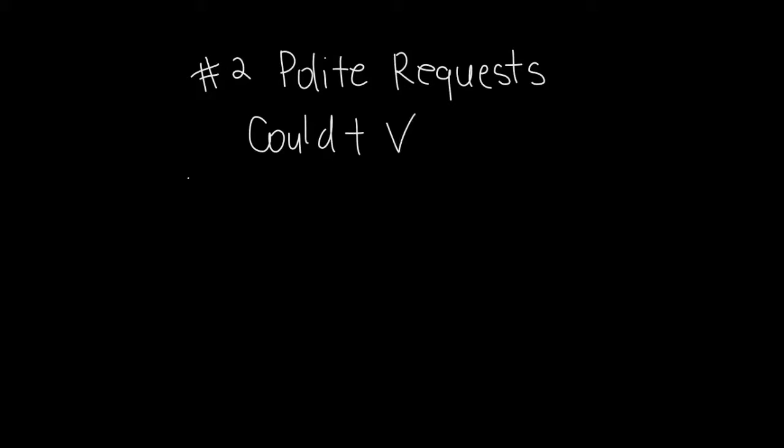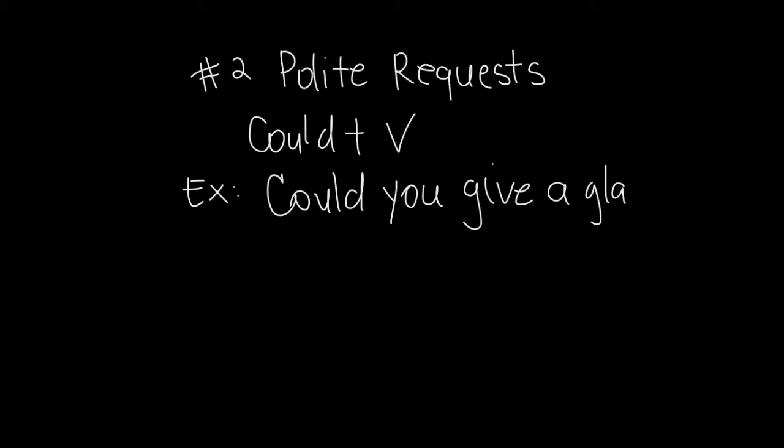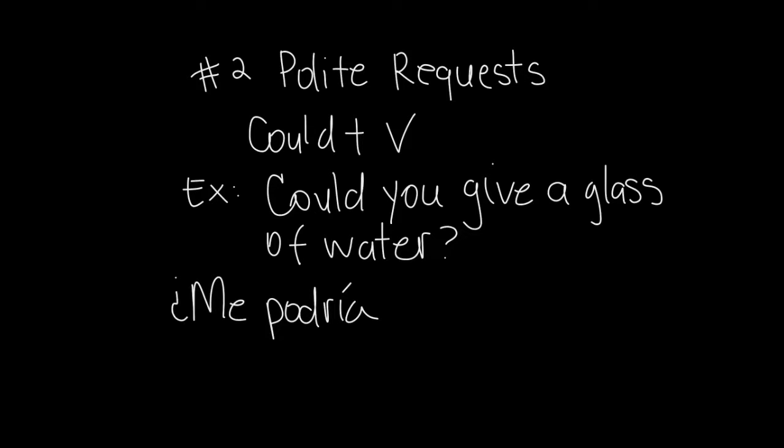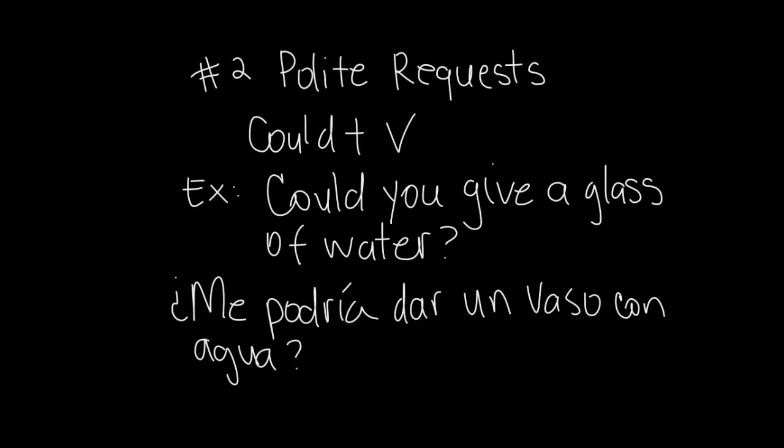The second use is when we want to make polite requests. In English, the equivalent is could plus the verb. For example, could you give me a glass of water? The equivalent in Spanish will be ¿me podría dar un vaso con agua? And notice that I use the indirect object pronoun me because I am the person receiving the glass of water.